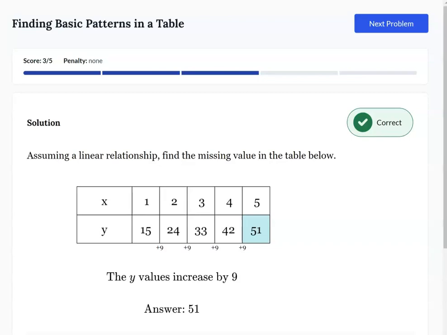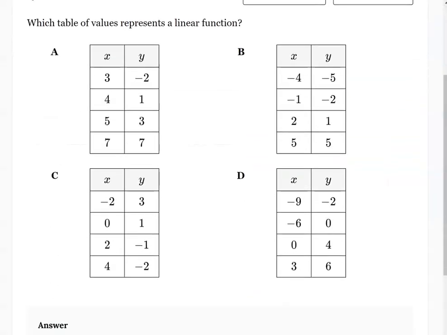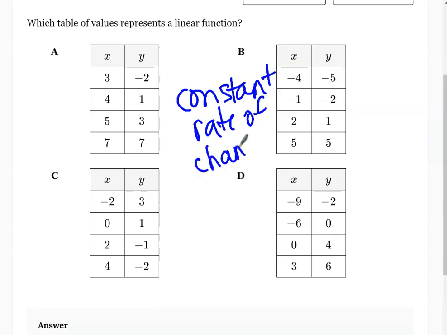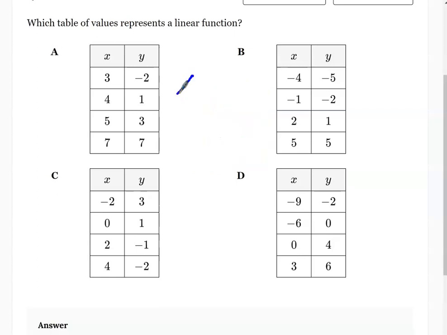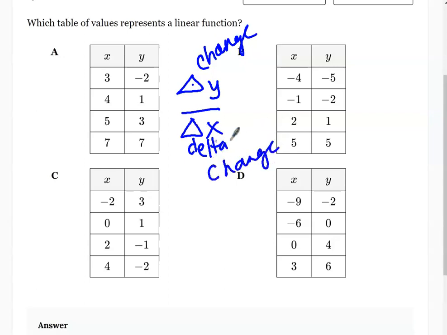Let's move on to the next topic. In order to identify if an equation or table is linear, you must have a constant rate of change. That means that the pattern on your x's and your y's has to be the same each time. So we call this a change in y and a change in x, right? Delta y is the change in the y numbers, and delta, that's that Greek letter there, delta x is the change in the x numbers.